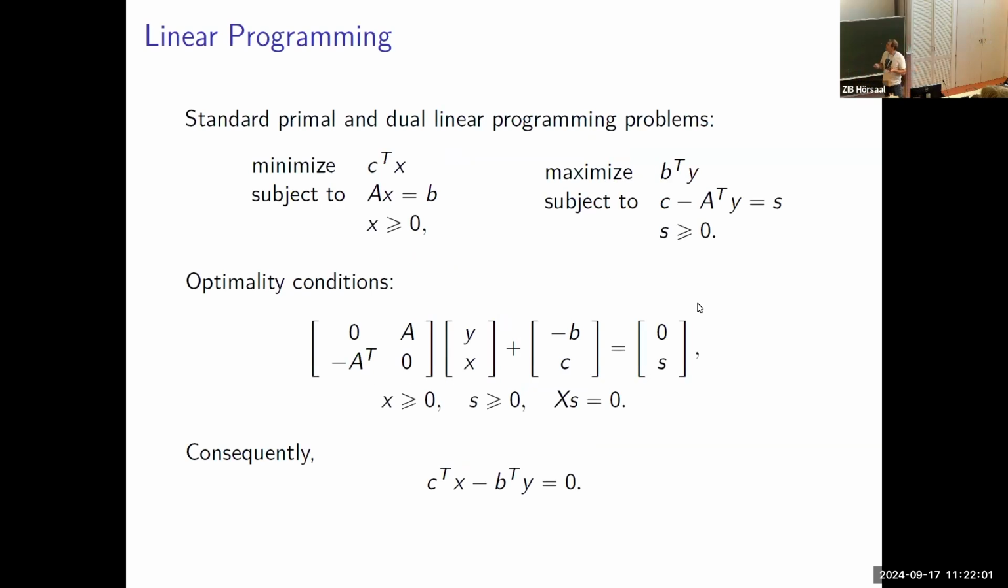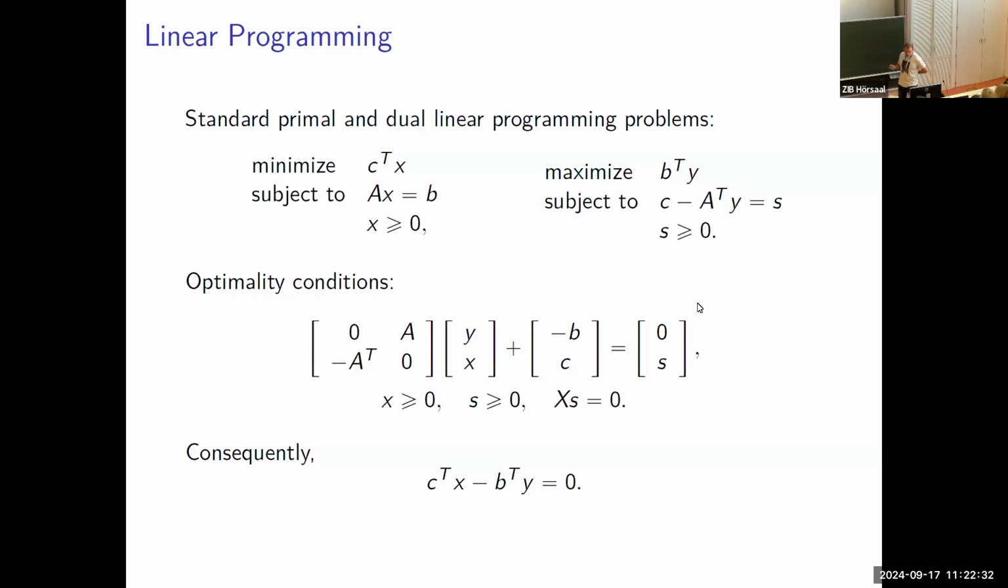So the linear programming problems we'll talk about are the same as Julian used. A primal problem where we minimize c transpose x. We have equality constraints, Ax equals b, and x is non-negative. And we have a dual. We maximize b transpose y, and c minus A transpose y is also non-negative, or it equals s, and s is non-negative.